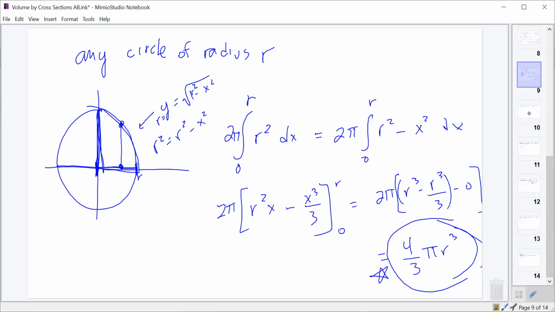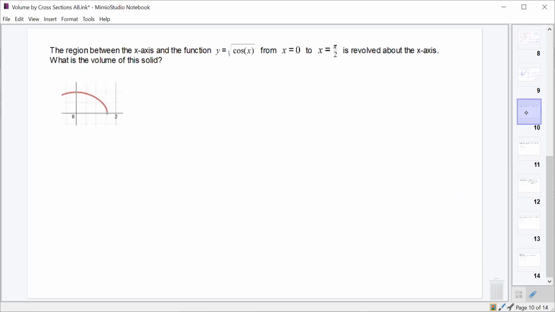Anyway, that's the idea. So what we're going to do is take lots of random functions now and try to revolve them around different axes. We should be able to find the volume of any function that we revolve around an axis pretty simply, because if we revolve it around the axis, what is each of the cross sections going to become? Circles. They should become circles, right?